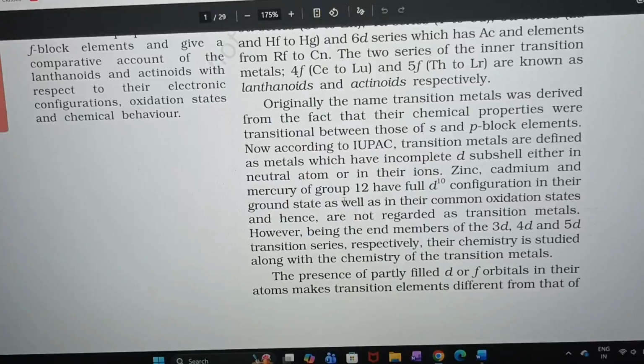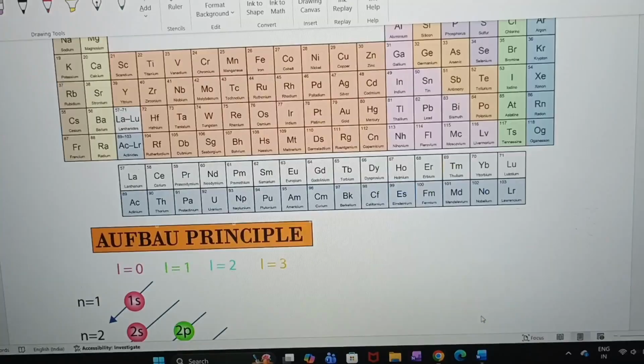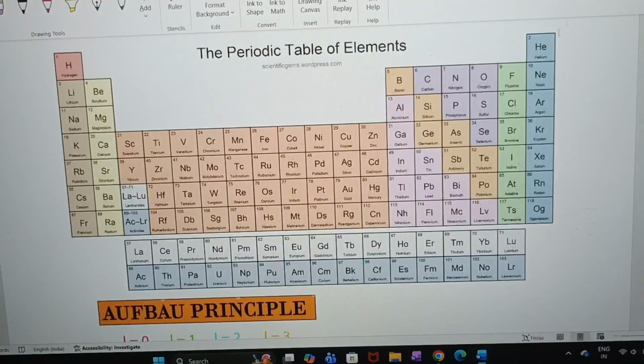These transition elements actually got their name from the fact that their chemical properties were transitional between those of S and P block elements. As I've already told, this is S block and this is P block. When we observe the chemical properties of these elements, they were transitional from S block to P block. So that's why they got that name.